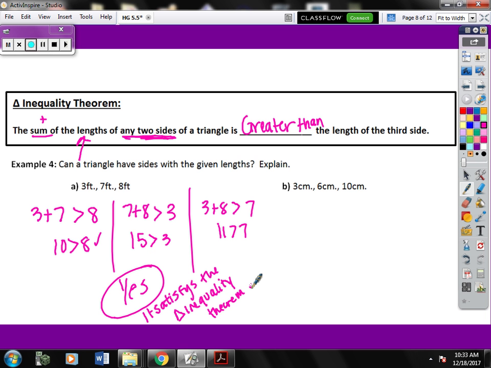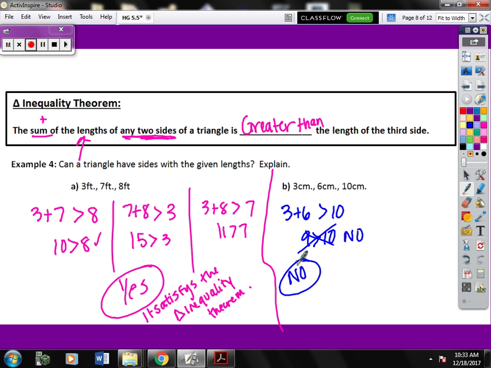Okay, now the next one. Started with our first two, 3 plus 6. It's not greater than 10. You can stop right there. You don't have to test the other two. Okay, the answer is going to be no. It doesn't satisfy the triangle inequality theorem. So if you were to put those together, no matter how you bent the sides, they would never close to make a triangle.